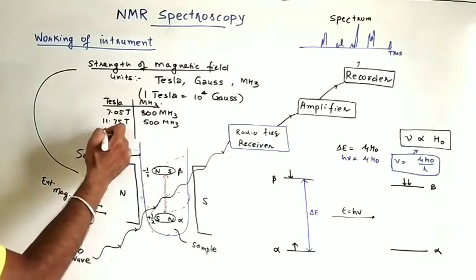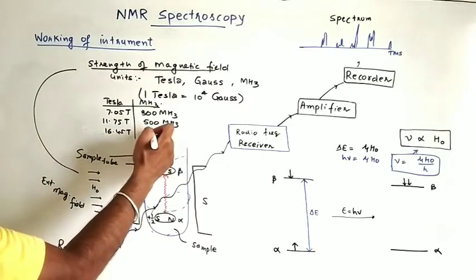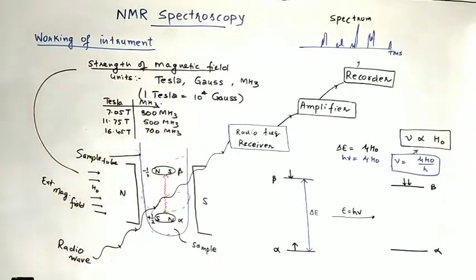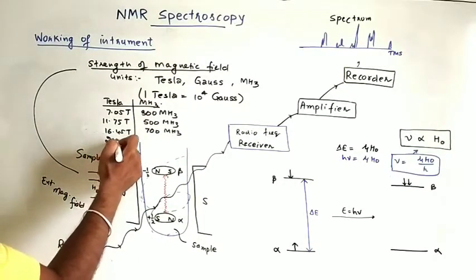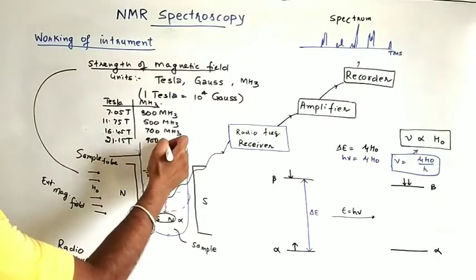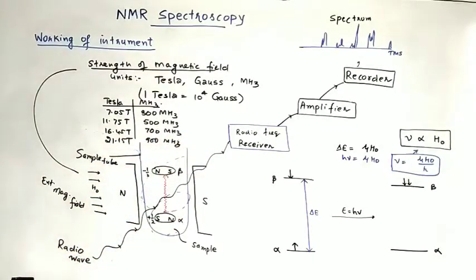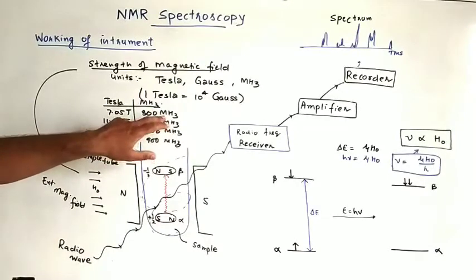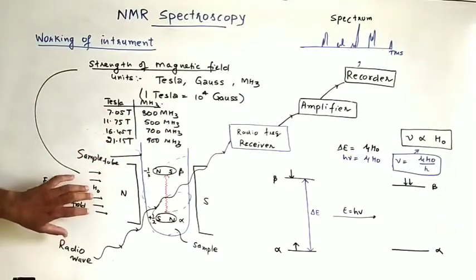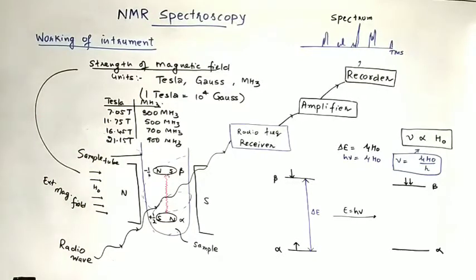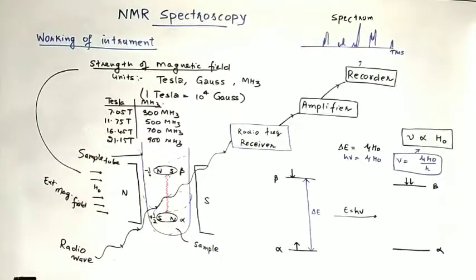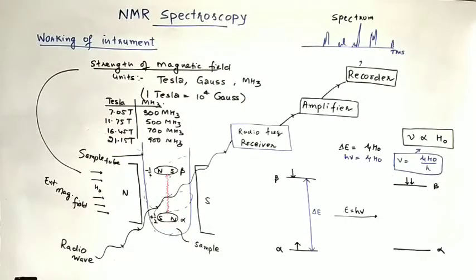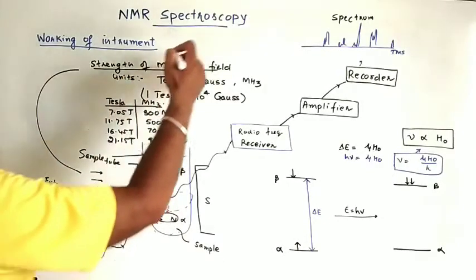If it is 16.45 Tesla, it will be your 700 megahertz. If it is 21.15 Tesla, it will be your 900 megahertz. These are various instruments available, with lower field strength and high field strength. Suppose we are using an NMR spectrophotometer with 300 megahertz, so the strength of the external magnetic field will be 7.05 Tesla. You can imagine how strong a magnetic field we are using in NMR, because Earth's magnetic field is just 0.5 Gauss.